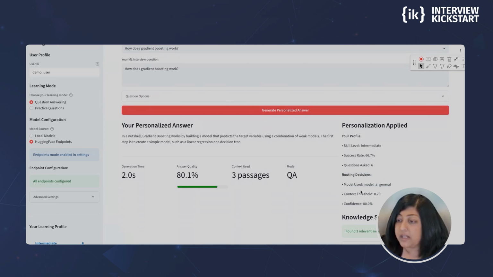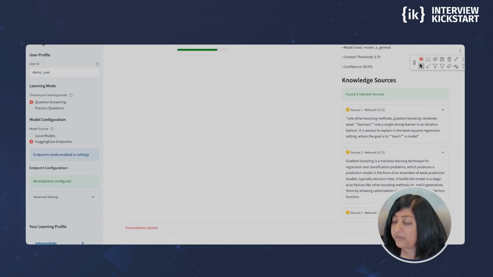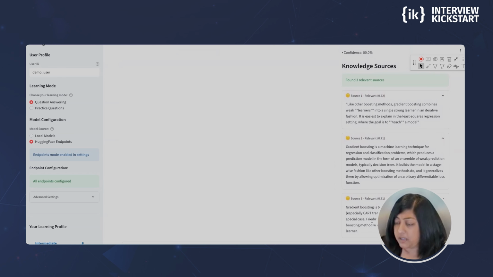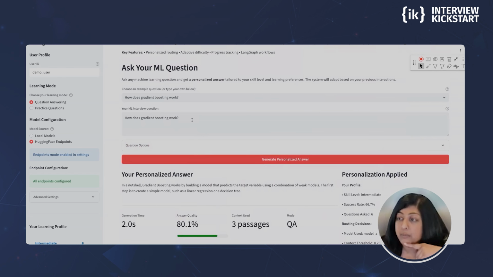You'll see that the personalization was applied. There were 3 sources that were found to be relevant. This had a relevance of 0.72, and this had a relevance of 0.71 from my RAG store, where I used FAISS for this. And the relevance of this particular document was 0.71, okay, for the question on how does gradient boosting work. All right. That's pretty much the Q&A part.